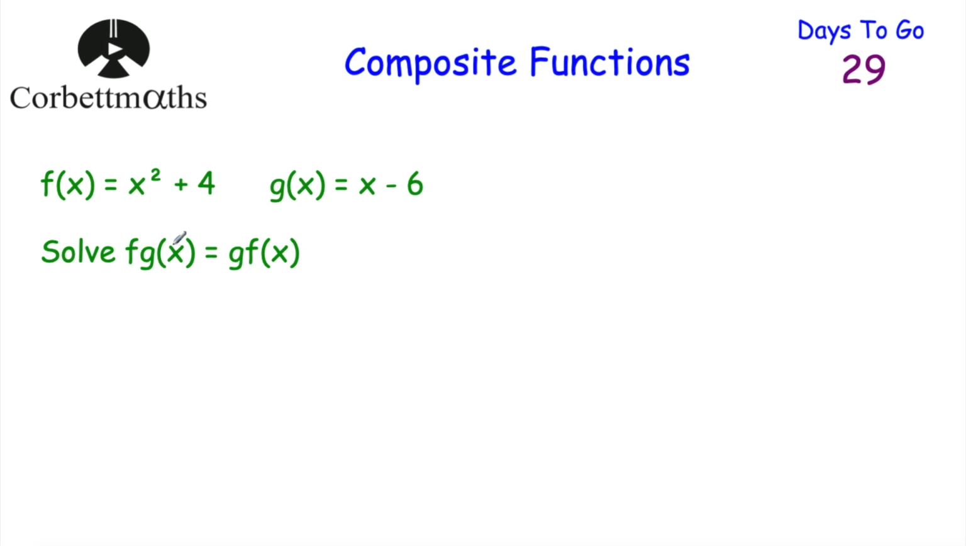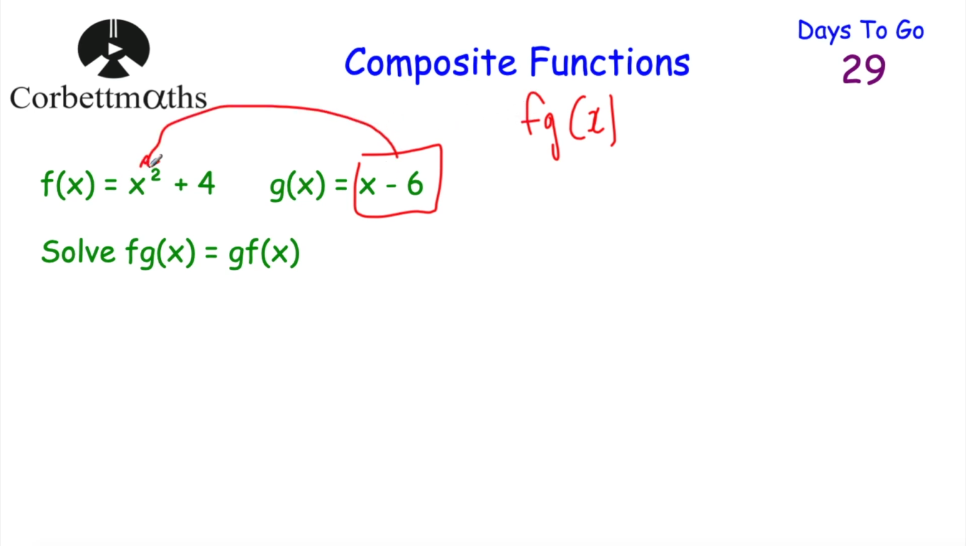Okay, so we've got our composite functions. Let's find our two composite functions, fg of x and gf of x. So for fg of x, we're going to start off with x, apply function g, so that'll give us x minus 6, and then we're going to apply function f, so we replace x with x minus 6. So instead of x squared, it'll be x minus 6 squared plus 4. So we've got fg of x is equal to x minus 6 squared plus 4.